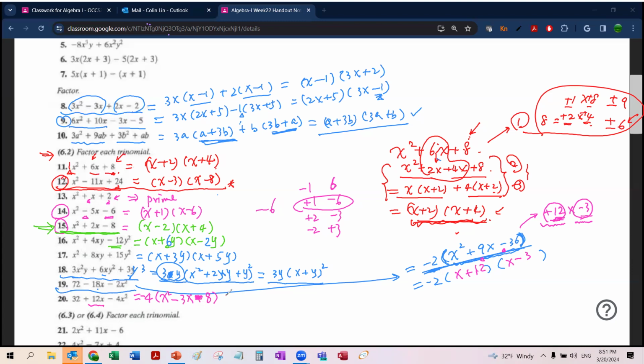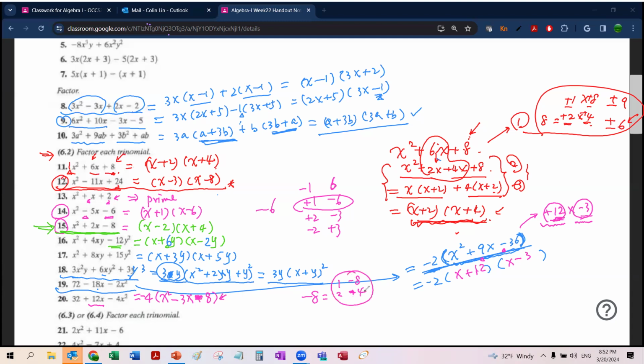So can we continue to factor this part? No, up to now we cannot, right? Something like 1 and negative 8 would be negative 7. Negative 8 can be factored into positive 1, negative 8, or positive 2, negative 4. The sum of this one would be negative 7, and the sum of these two would be negative 2.